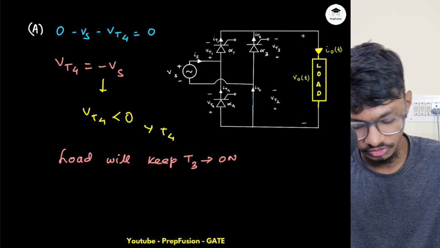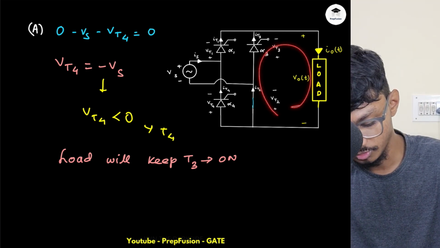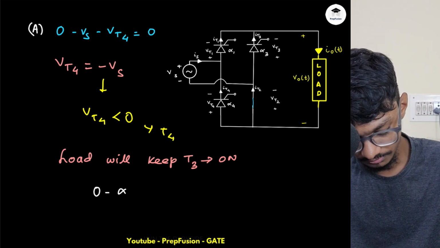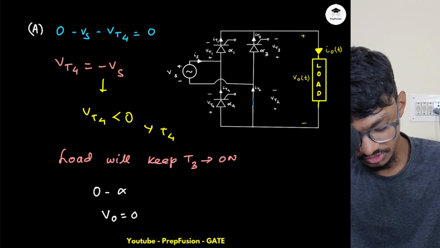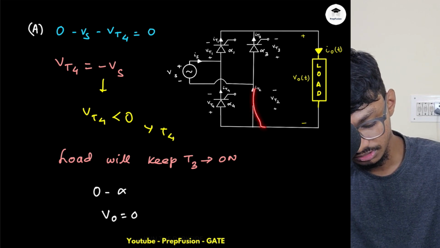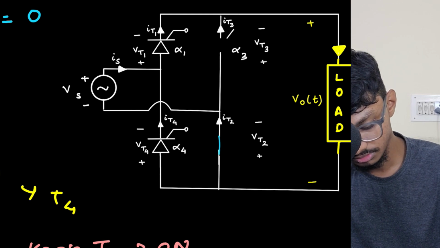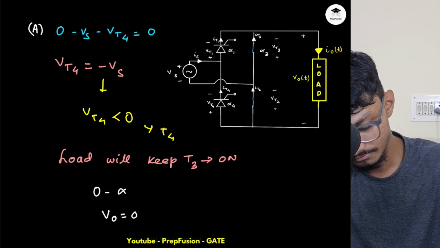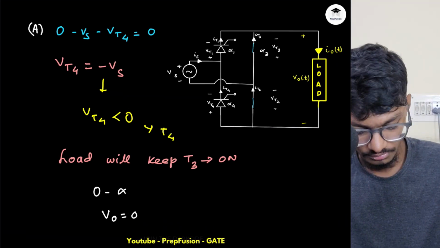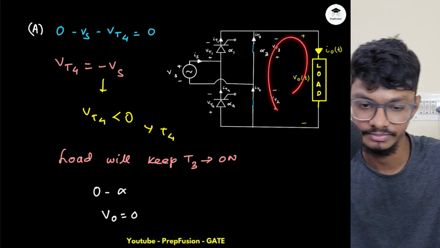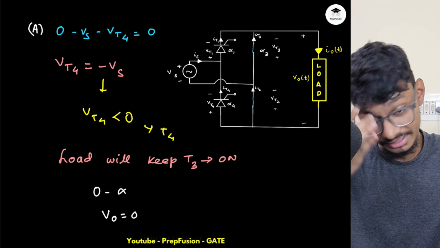Hence, as T3 is on, if I want to compute my VO, what will happen? My VO in this case, from 0 to alpha, will be simply 0 volts. If I apply a simple KVL, this is on and this is also on. If this is on, then the switch will be turned on and the voltage will be simply 0. You apply KVL and VO will be simply 0. So in this region VO is 0.